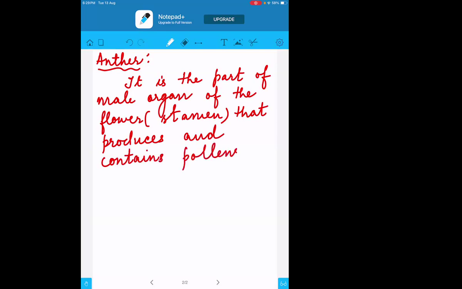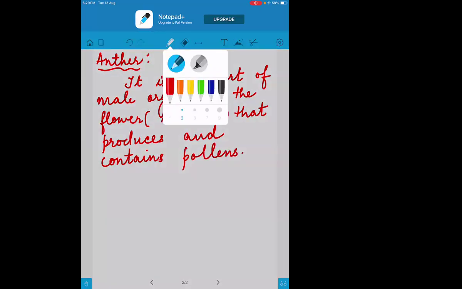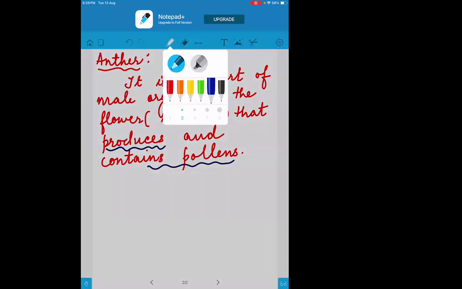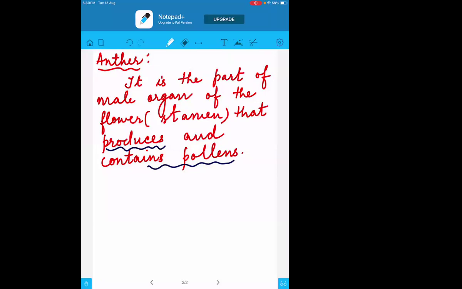So either they can ask you this one, the first one, where the male gametes are produced. So answer will be anther. Or they can ask you the part which contains pollens. Again, the answer will be anther. Okay. Then the next one, after anther, will go to the carpel.